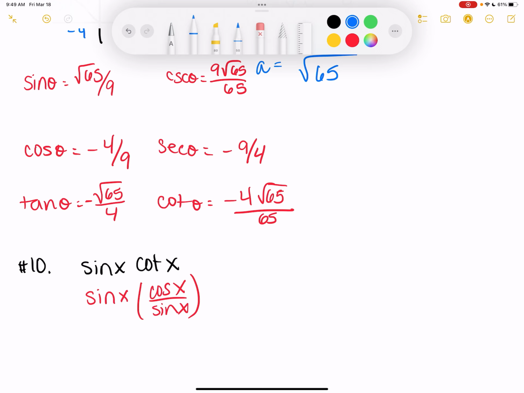So can you cancel out the sine? Yep, so sines go away, and that just leaves you with cosine of x. That's your answer. Yep.